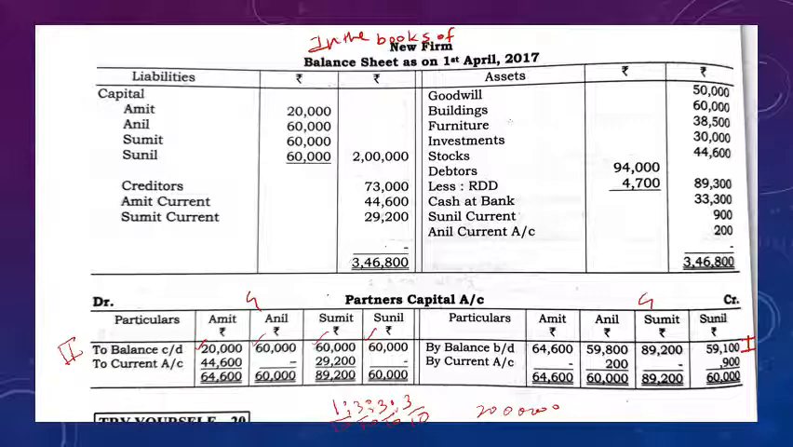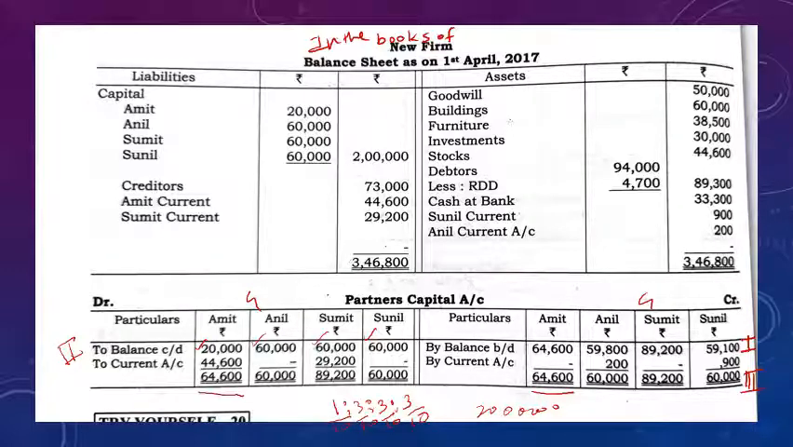So we got here current account debit balance for Anil and Sunil and we got the excess current account credit balance for Amit and Sumit, right? So these are the current account credit balances. Here on credit side, these are the current account debit balances we have got.